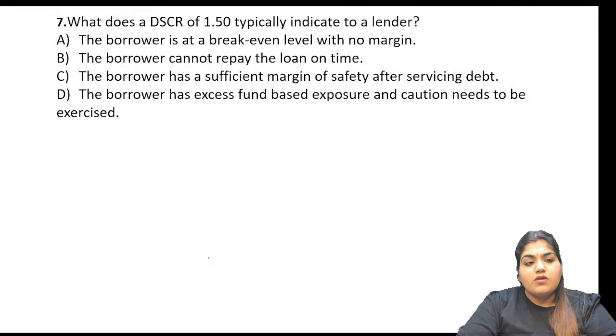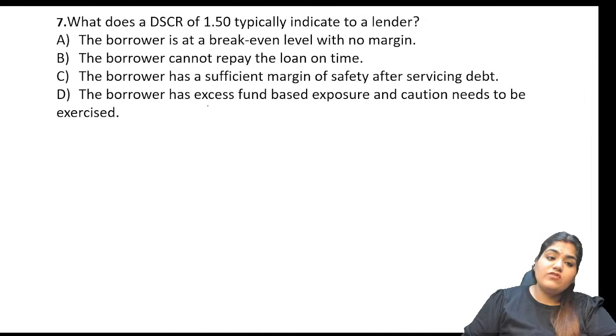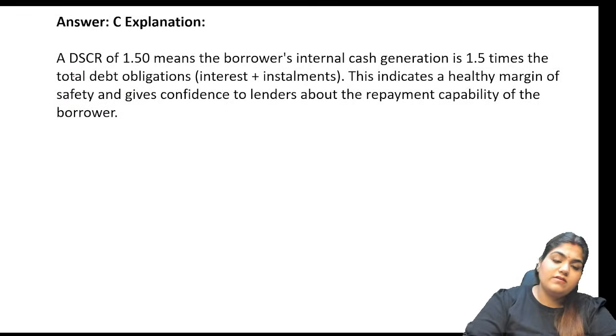Next question. What does a DSCR of 1.50 typically indicate? Typically, if it is more than 1.50 but less than 2, it indicates that the borrower has sufficient margin. It is safe for us to give the money. They have sufficient margin. C is the correct answer.